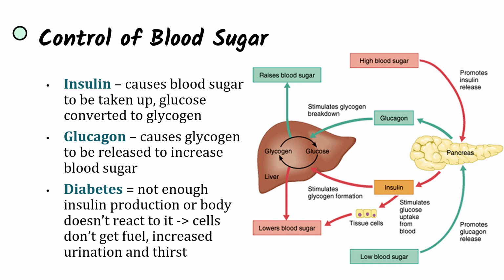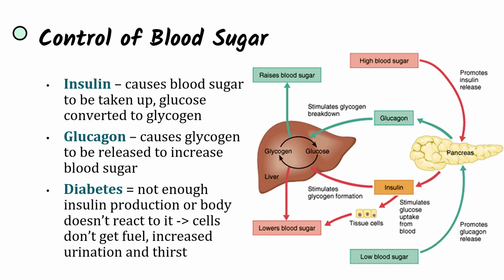So these are both negative feedback loops, even though one causes an increase in blood sugar and the other one removes blood sugar, because they're both counteracting the stimulus that there is too little or too much blood sugar, and we're trying to get back to our set point. And this is where diabetes comes from. If you don't have enough production of insulin, or the body doesn't react to insulin, then blood sugar is not going to be taken up, so cells aren't getting fuel, and because of this high blood sugar, there's also going to be increased urination and thirst because it's changing the osmotic pressure.